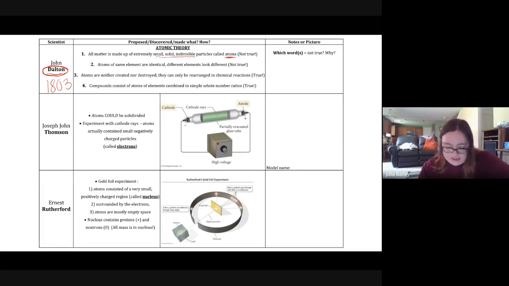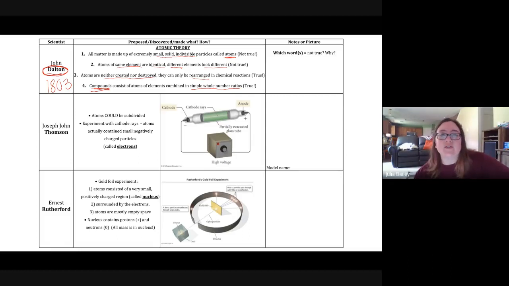Atoms of the same element are identical, and atoms of different elements look different. Atoms are neither created nor destroyed. They can only be rearranged in chemical reactions. And compounds consist of atoms of elements combined in simple whole number ratios. That's compounds specifically that we're talking about there.